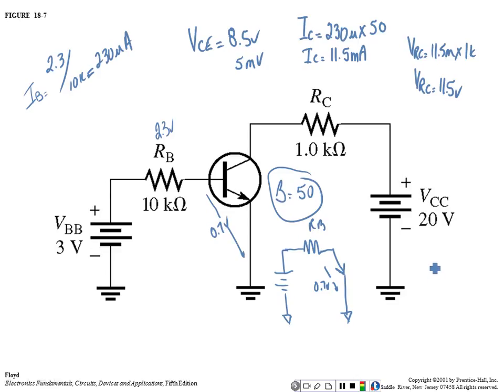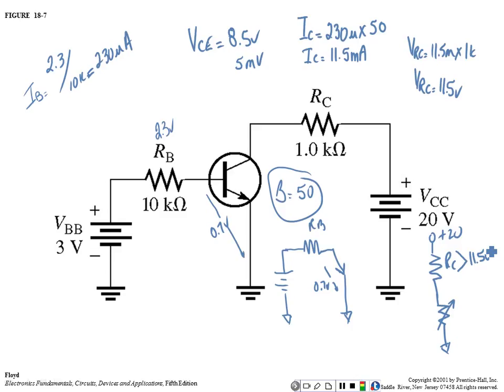Then I know my second circuit over here is this circuit right here. Here's RC. Here's my transistor. And here's plus 20 volts. Now what we just did is we calculated the voltage drop across this resistor. This resistor gave me 11.5 volts. That is not the voltage drop across the transistor. That is the voltage drop across that resistor.